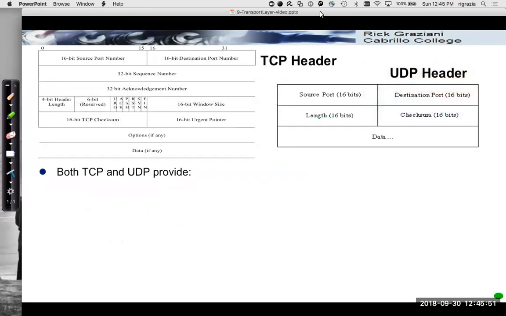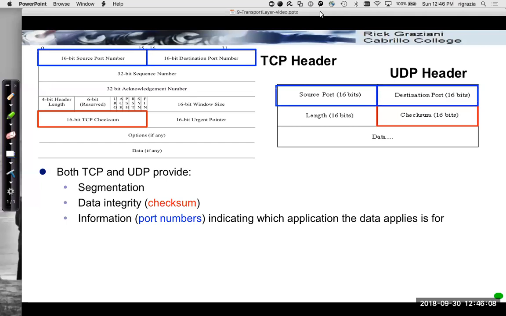Both TCP and UDP provide segmentation, taking the original data stream and breaking it up into chunks. They also both provide some sort of data integrity using a checksum. They also use something called port numbers, indicating which application the data actually applies to. It says "applies for," a little typo there, but that's okay. We're going to learn a lot more about port numbers in a later video.